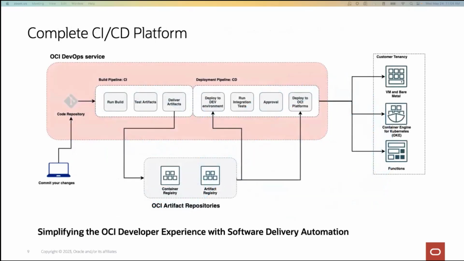So that being said, let's talk about the OCI DevOps platform. The OCI DevOps platform is a fully managed service offered natively within Oracle Cloud Infrastructure. It provides a complete set of features to automate your continuous integration and deployment needs. So it gives you everything possible from the end-to-end lifecycle. It will help you simplify the OCI developer experience with the help of software delivery and automation.